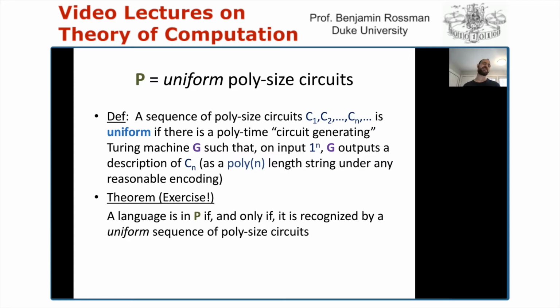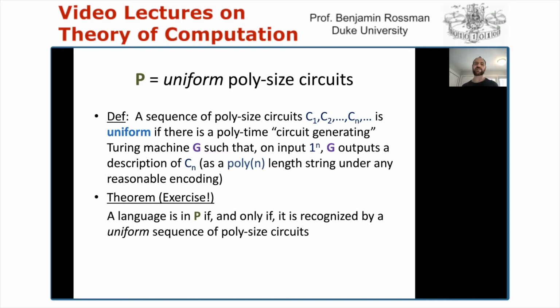So the proof of this, one direction we essentially already saw the proof of. If you just consider this simulation of a time t Turing machine by circuits of size t squared, you see that is in fact a uniform sequence of circuits. That process we described, you can regard that as a polytime algorithm.